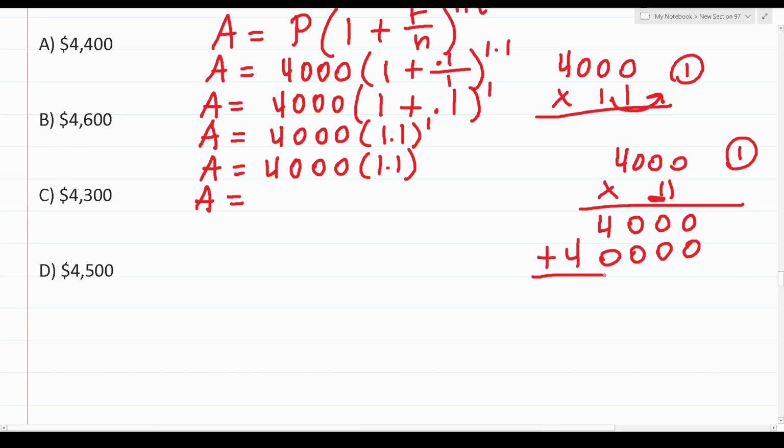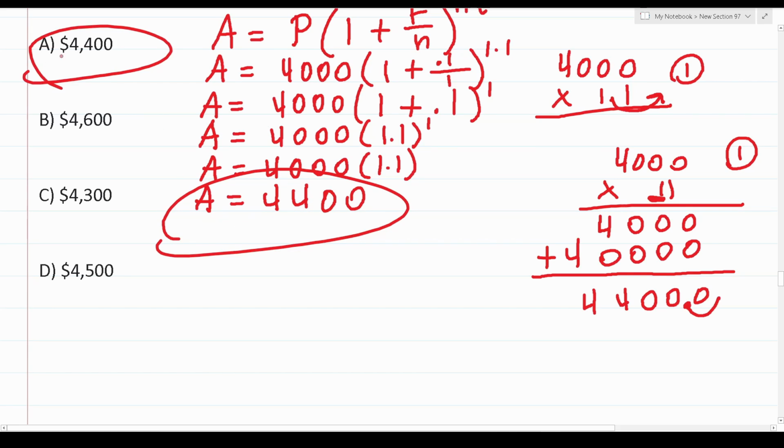Let's add these together now. 0 plus 0 is 0. 4 plus 0 is 4, and 4 plus nothing is 4. Bring in our one decimal, and we can see that 4,000 times 1.1 is 4,400, which is our answer, and we can see that that is in fact answer choice A.